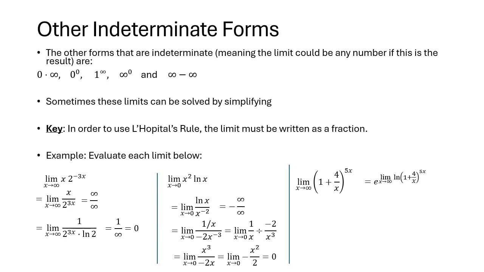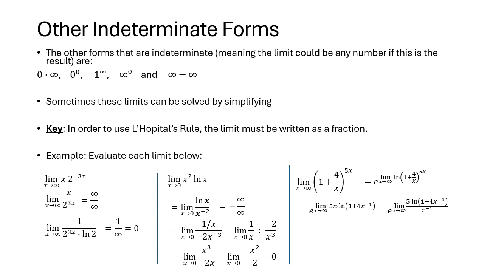Now, once we have written it as e to the natural log, we can use properties of logarithms and move the exponent out in front of the natural log, which results in e to the limit as x approaches infinity of 5x times natural log 1 plus 4x to the negative 1. To rewrite this as a fraction, we use a similar technique to the previous problem and bring the x to the bottom as x to the negative 1.